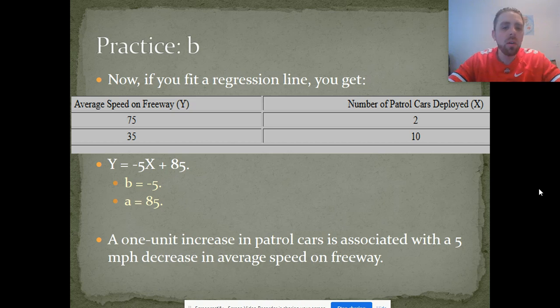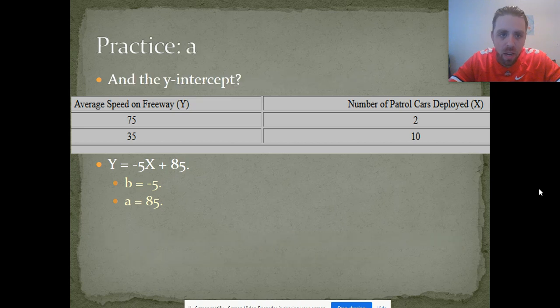One other thing we're going to want to talk about here, that y-intercept. Notice this is negative 5x plus 85. So let's interpret the y-intercept. You will remember the y-intercept is the value of y when x is set to 0. So you're essentially asking yourself, like, what would people be driving if there were no patrol cars deployed on the freeway?